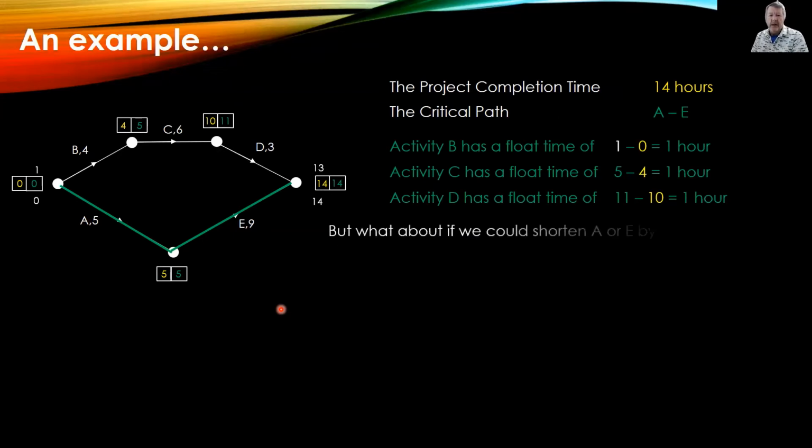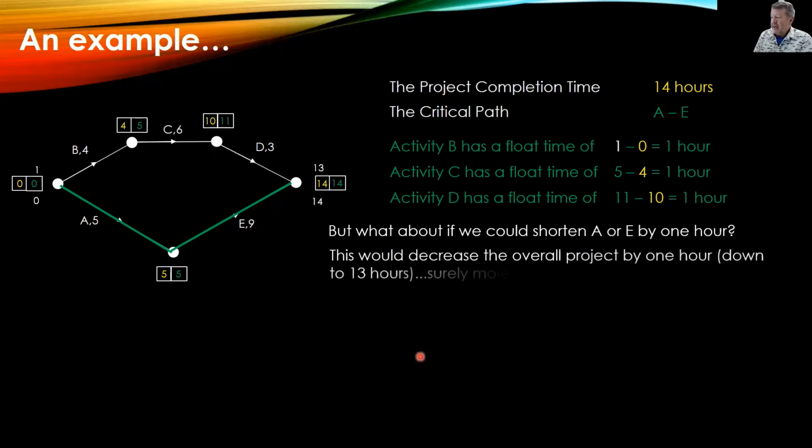All right. But what about if we could shorten A or E by an hour? This comes down to 14. What if we took 1 hour out of one of these two? That would bring that back to 13, wouldn't it? That would be perfect. That means there's no slack time, no float time, no wasted time. The job would finish right on time.